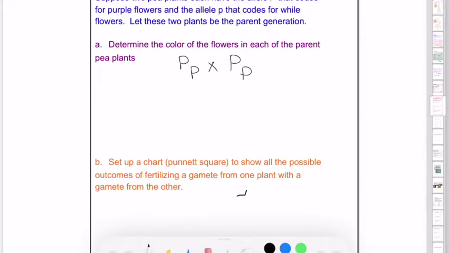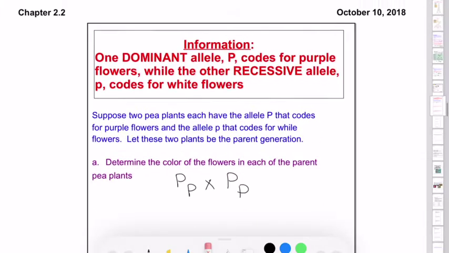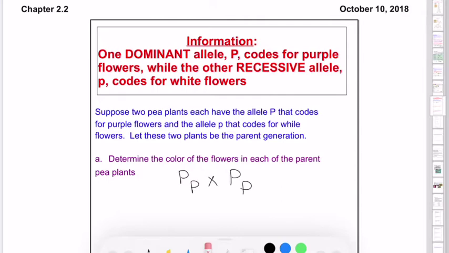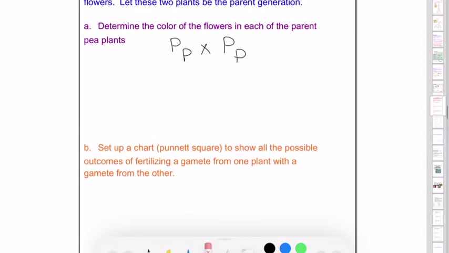All right. So those are our parents. This is determine the color of the flowers in each of the parent pea plants. So these are our parents. If we go back to the top here, it says our dominant allele big P stands for purple. So all of these parents have big P's, which means this is going to be a purple flower crossed with a purple flower.